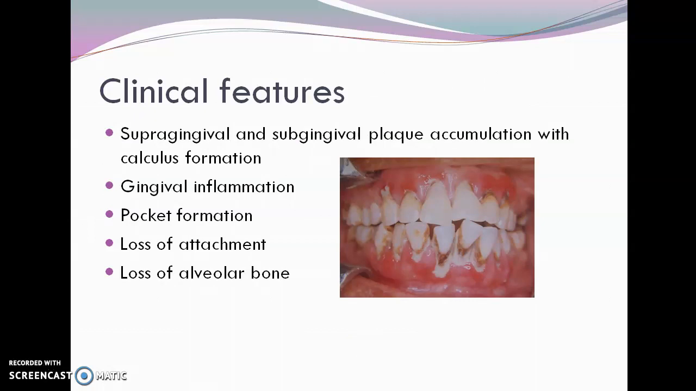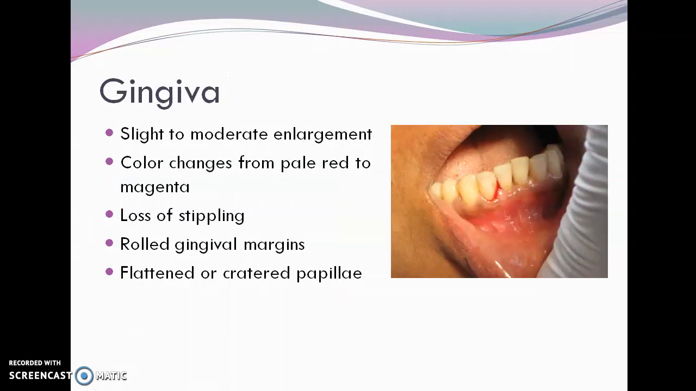Regarding the clinical features, the most common feature of chronic periodontitis is gingival inflammation, followed by periodontal pocket formation. Then there is loss of attachment and loss of alveolar bone. Regarding the clinical changes, in gingivitis the first sign we can see is bleeding on probing. The same can be replicated in chronic periodontitis, and there will also be slight to moderate gingival enlargement, rolled gingival margins and flattened or blunted papillae.